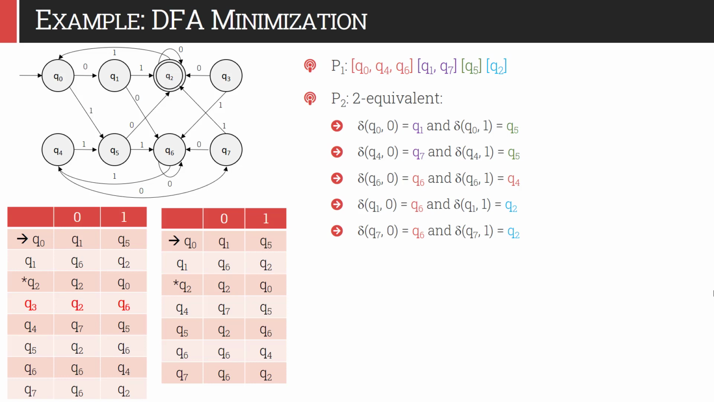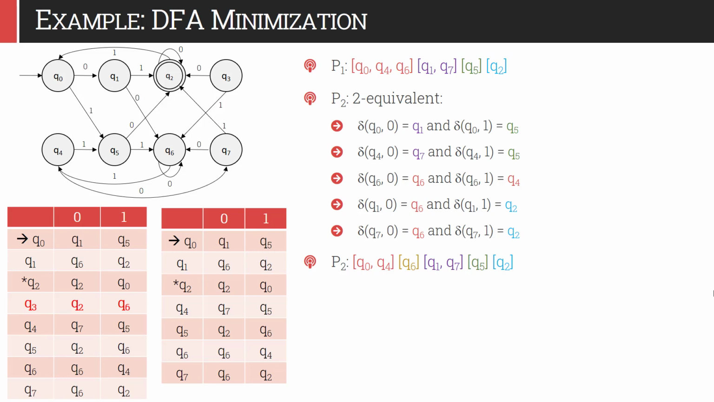Only the red set will be split down, and it looks like this now. Q0, Q4 are non-distinguishable, so we are putting them together. Q6 is different, so we'll put it into a separate group. Q1, Q7 are not distinguishable, so they are identical. We will keep it as it is.